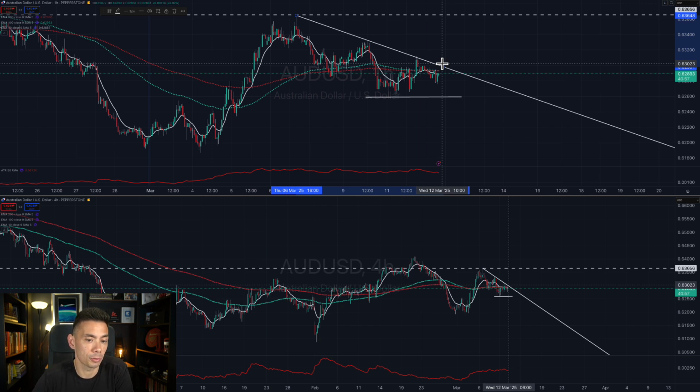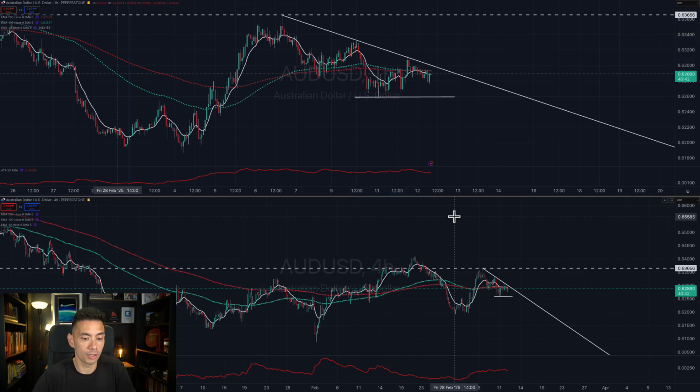From my personal perspective, I wouldn't take an immediate break there. We've got another resistance level over here on the left at 0.6312. So I'd probably wait for that to be broken before I entered into any sort of short-term trade.